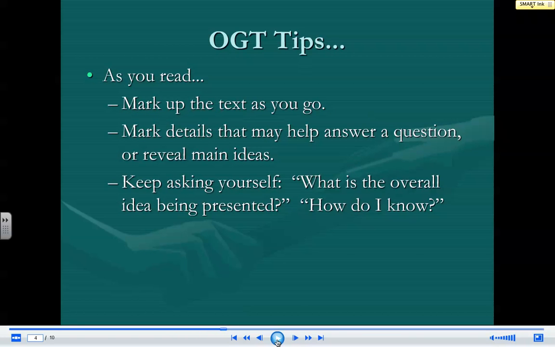As you read, mark up the text as you go. Remember, you are allowed to write in the test booklet. Mark details that may help you answer a question or reveal the main ideas. Feel free to annotate in any way that will help you with the test. You can underline, circle, add a question mark, an asterisk, an exclamation point, something that will help you refer back to an important part of the passage. Keep asking yourself, what is the overall idea being presented? And how do I know?